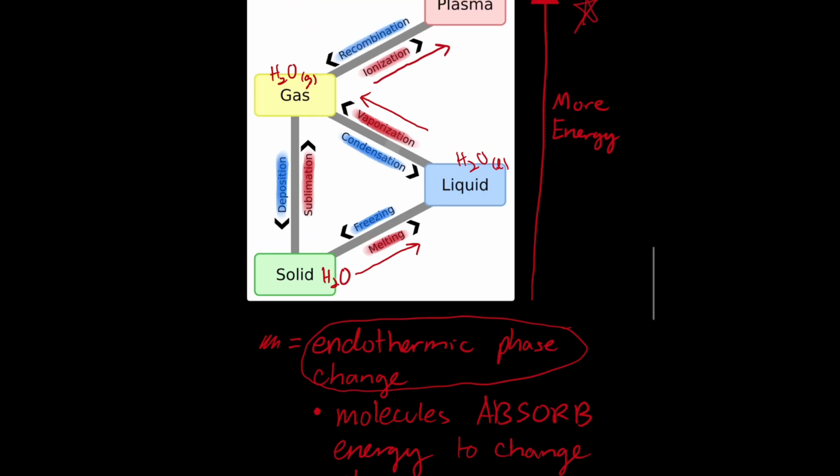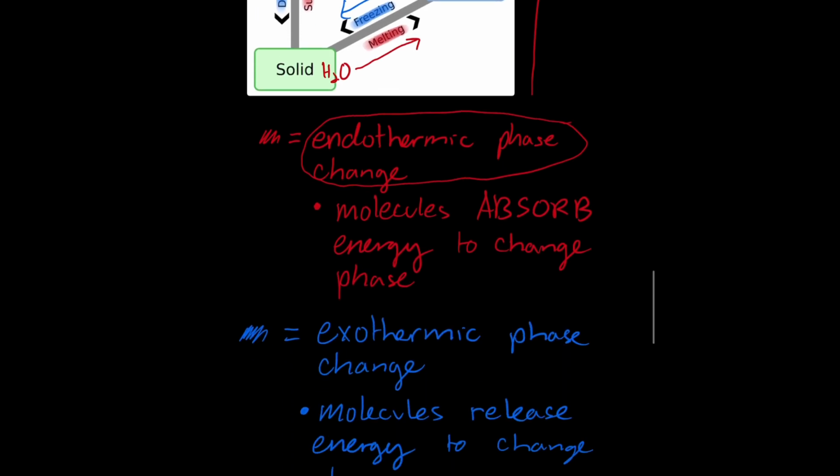However, if we wanted to do the opposite, let's say we wanted to take that cool plasma water and turn it back into a gas and back into a liquid and back into a solid, those molecules would have to release the energy that they have to do that. And so that's why all of the blue ones are going to be exothermic phase changes, because exothermic means to release energy. And to change phase that way, molecules are going to release energy to do that.